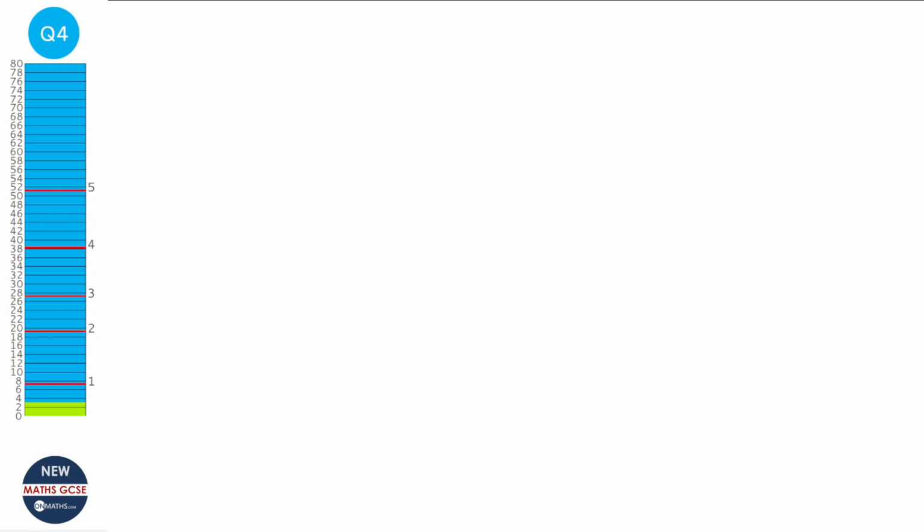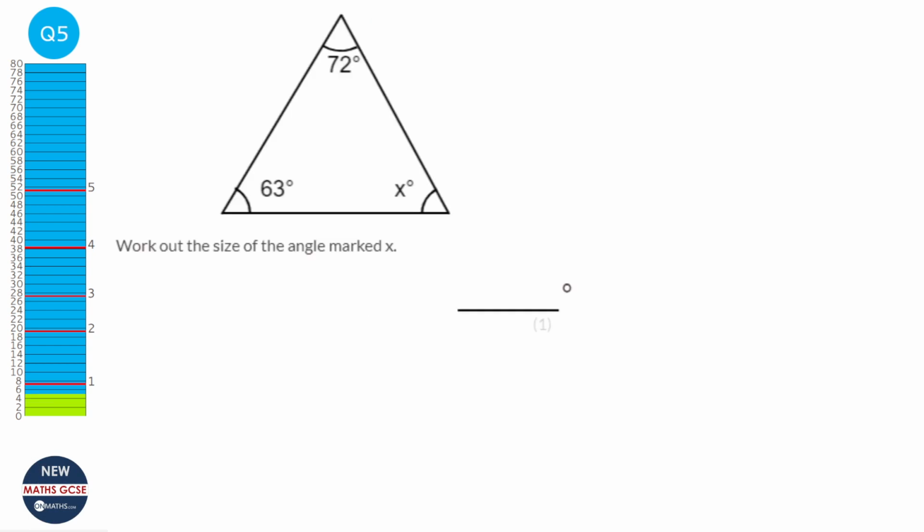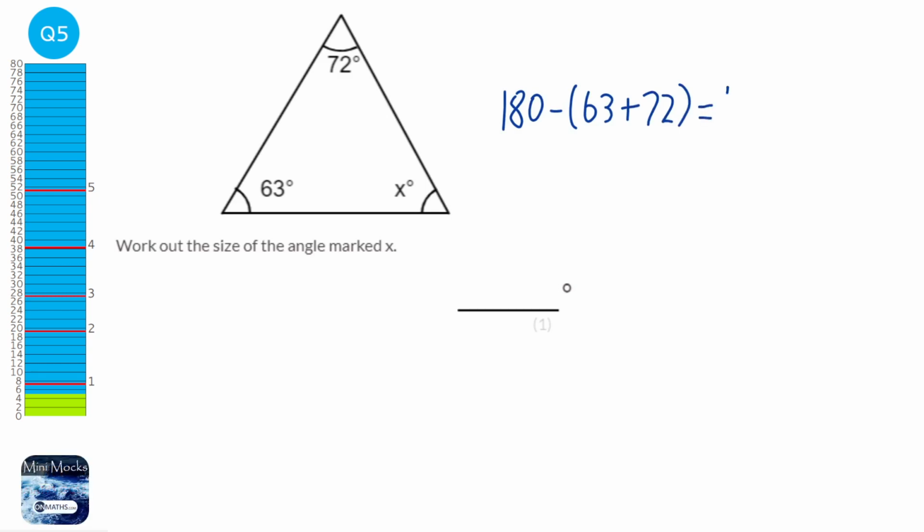And there we go. The angles in the triangle add up to 180, so I'm going to take away the angles that we know, which is this 63 and this 72, from 180, and when I do that I get the answer of 45. So my answer is 45 degrees.